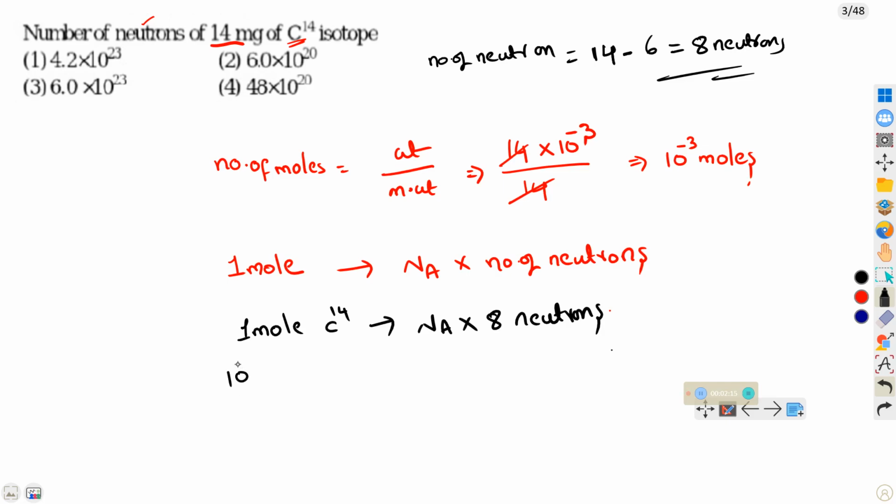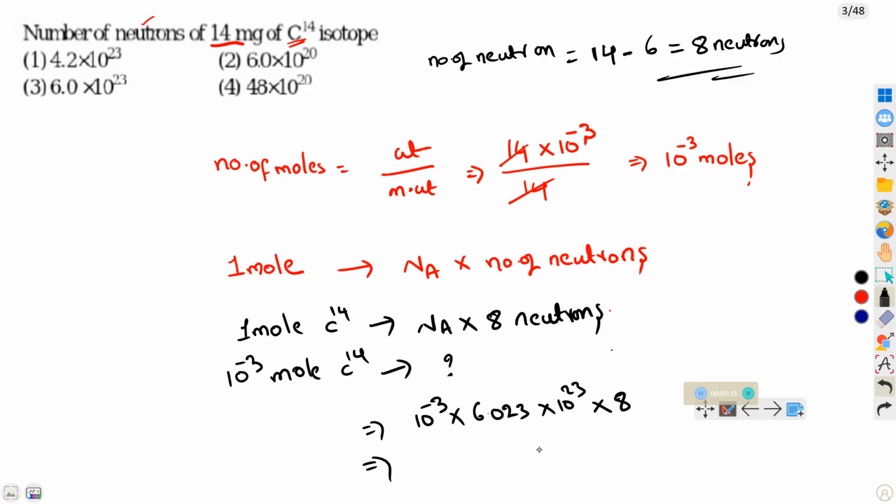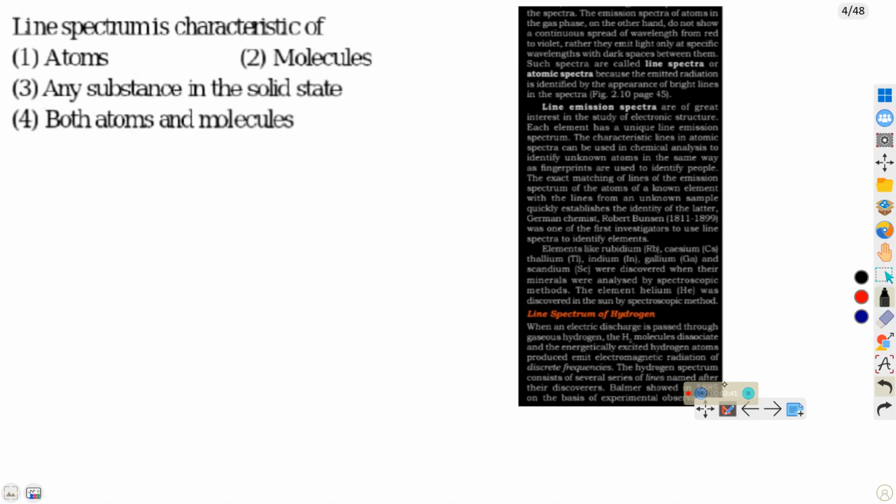Then 10 power minus 3 moles of carbon-14 contains how many neutrons? 10 power minus 3 into Avogadro number value 6.023 into 10 power 23 into 8. 10 power 20, 6 8s 48, nearly 48 into 10 power 20.